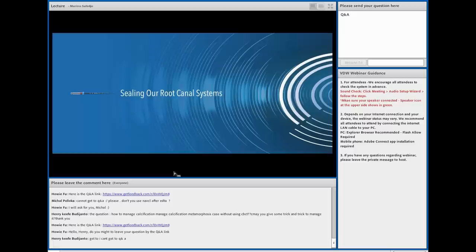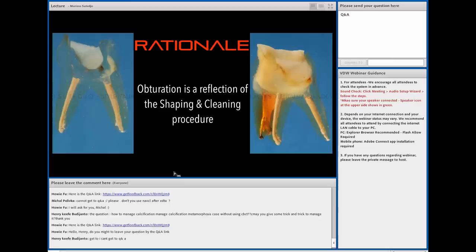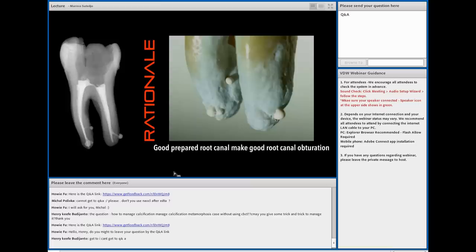So, after we complete our root canal preparations, it means after we complete our shaping and cleaning, now it's time to seal our root canal systems. I always say that obturation is just a reflection of our shaping and cleaning protocol, because a good prepared root canal will definitely make a good obturation. So if you don't have good obturation, always ask yourself, have I done good preparation of my root canal? Because if it is not, that is the answer.